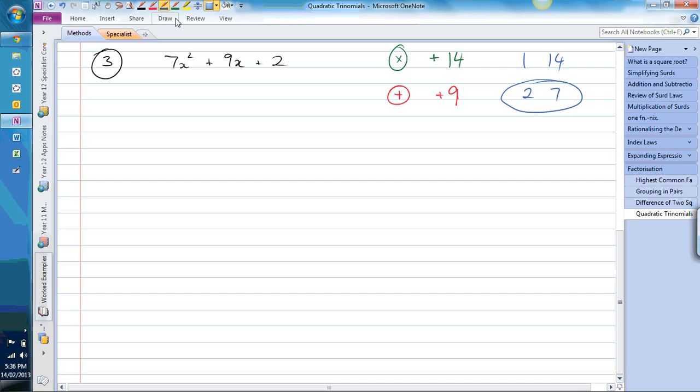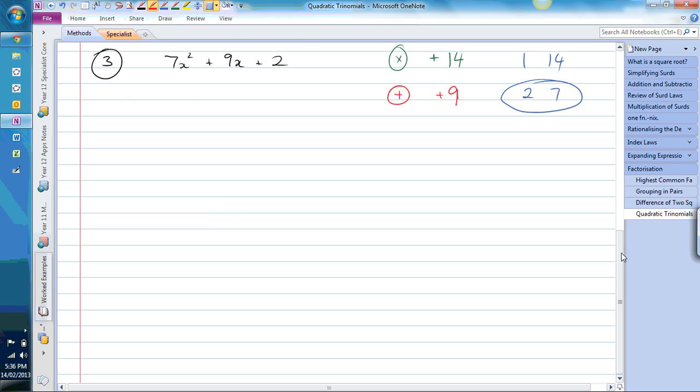Now, with non-monic quadratic trinomials, we can't just go straight ahead and write x plus 2, x plus 7. It's pretty easy to see that that's wrong, because if you were to expand that out, you'd end up with just an x squared, and then a bunch of other stuff. But we don't have an x squared here, we've got a 7x squared. So just sticking it straight into there is not going to be correct. We need to look at a different way of factorizing.